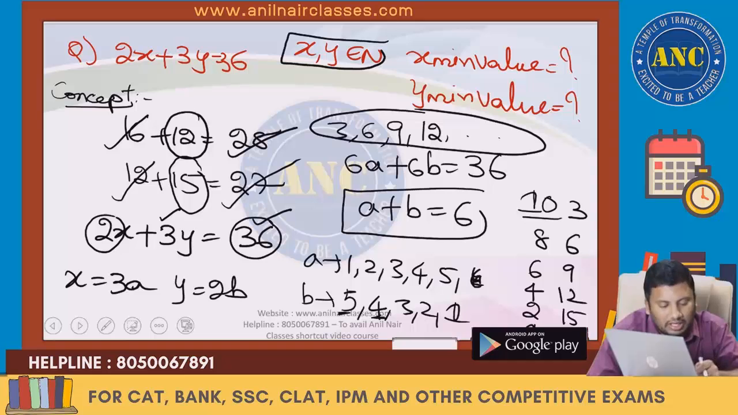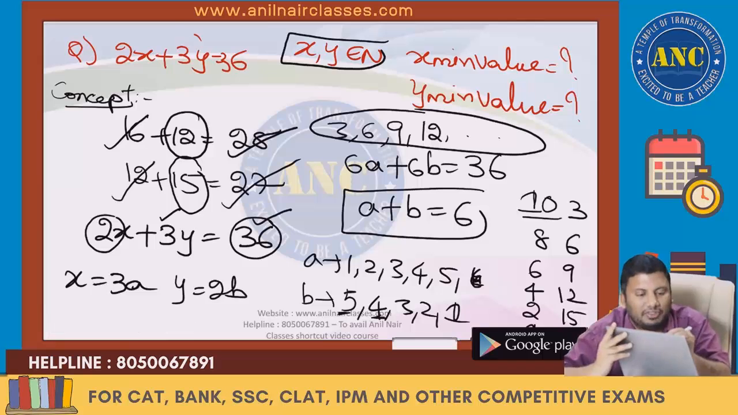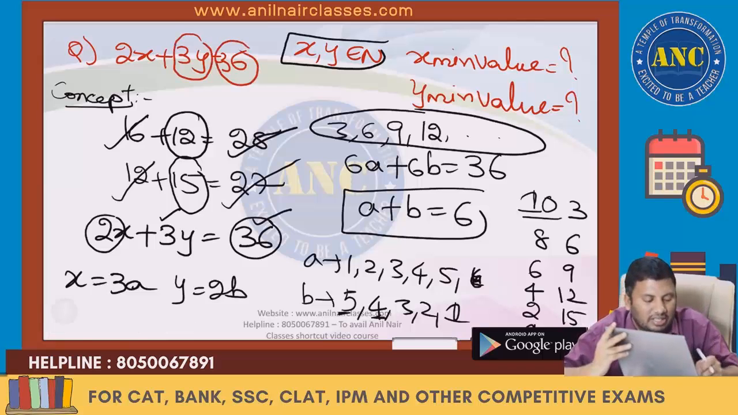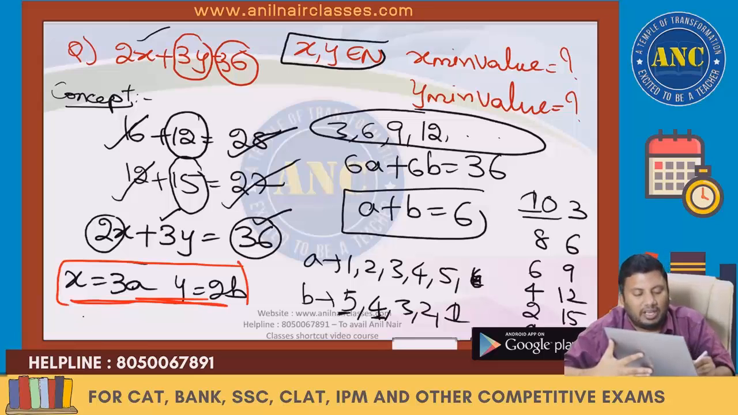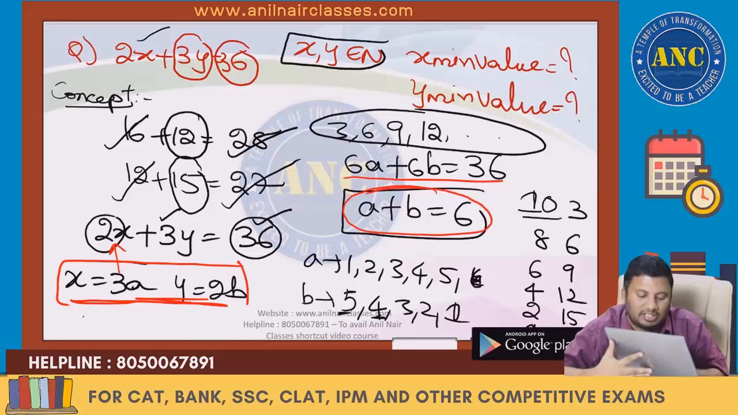You don't need to solve the entire equation. Just by looking at the equation, you will get the answer. If this is divisible by 3, this is divisible by 3, x should be divisible by 3. So x is 3a. If this is an even number, this is an even number, y is an even number. X is 3a and y is 2b. So 6a plus 6b is 36, a plus b is 6. A can be from 1 to 5, b can be from 5 to 1. So there are 5 values that will come.